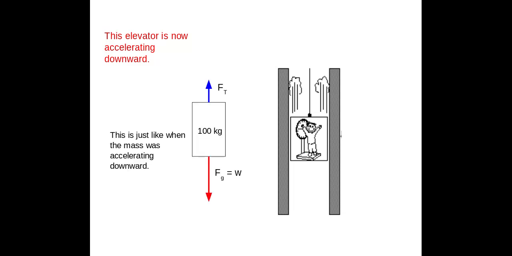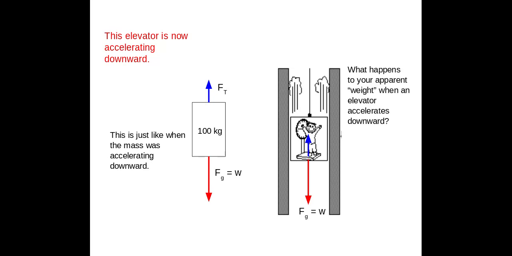Now, what if the elevator is accelerating downward? Well, just like before, the tension is less. So that means the normal force is going to be less on you. Your apparent weight will be less. You will feel lighter. And it kind of makes sense. It's like you're trying to stand on this scale, and the scale is accelerating away from you, downward. So you can't be pressing on it with the same force.